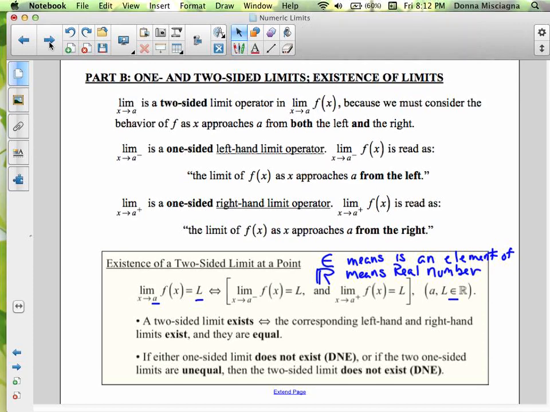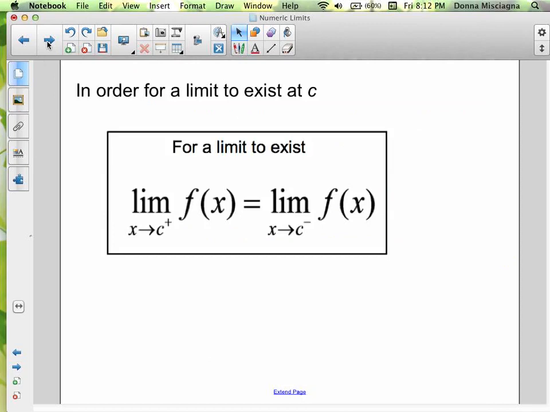So here's a little visual to help you out. In order for a limit to exist at C, the limit of f of x as x approaches C from the right-hand side has to equal the limit of f of x as x approaches C from the left-hand side. And the limit has to be a real number, right? As we saw in the last slide.